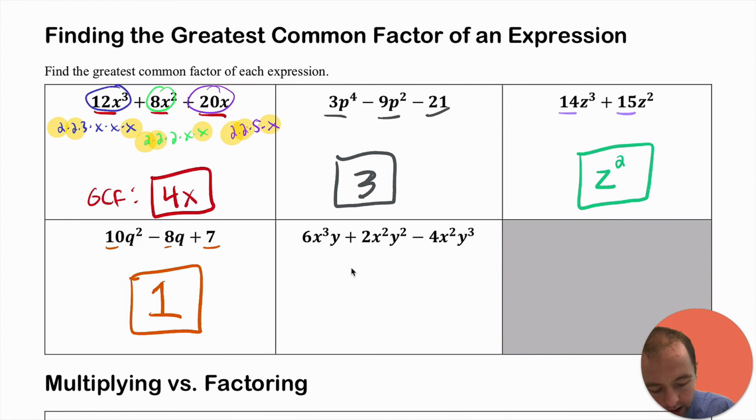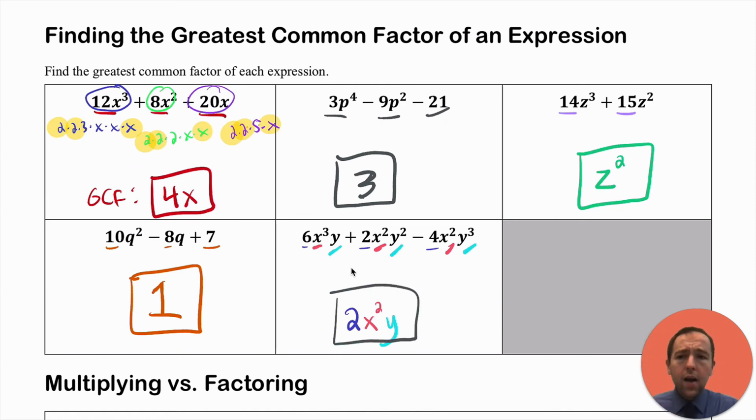And then for the very last expression there, you're going to see that you've got 6, 2, and 4. So the greatest thing they're all divisible by is a 2. And then you've got some combinations of x's and y's in all of these. So when you think about the x parts there, you've got x to the third, x squared, and x squared. So x squared is going to be the greatest thing they're all divisible by. And then finally you see you've got a y and a y squared and a y to the third. So the greatest thing that they have in common there is just going to be a y. So it turns out that this monomial right here of 2x squared y is going to be the greatest common factor of those terms there.